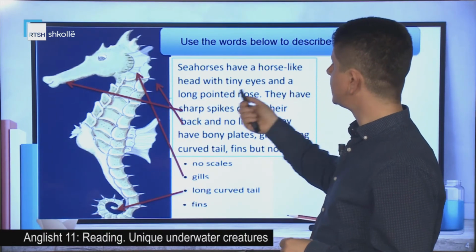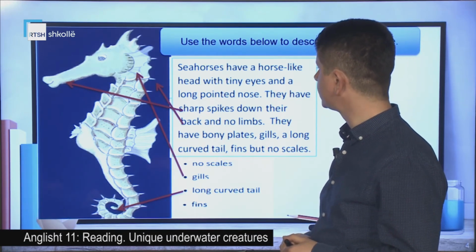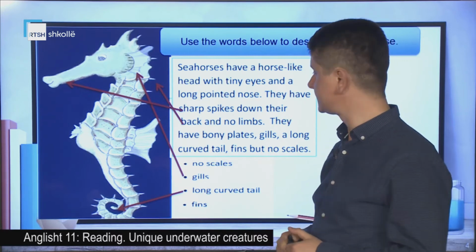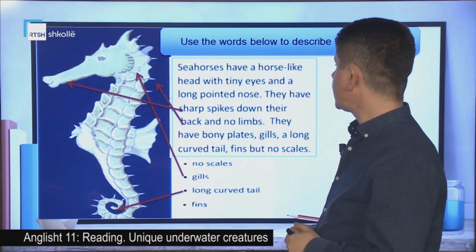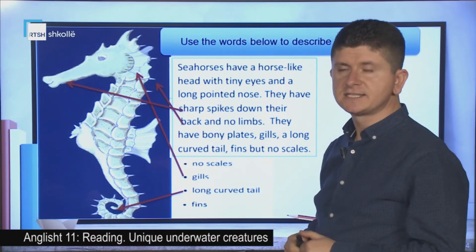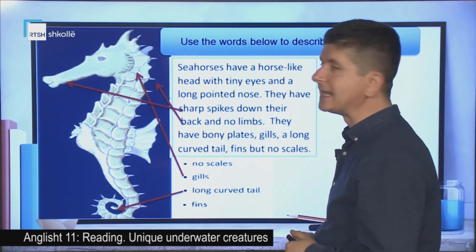Seahorses have a horse-like head with tiny eyes and a long pointed nose. They have sharp spikes down their back and no limbs. They have bony plates, gills, and a long curved tail, fins, but no scales.